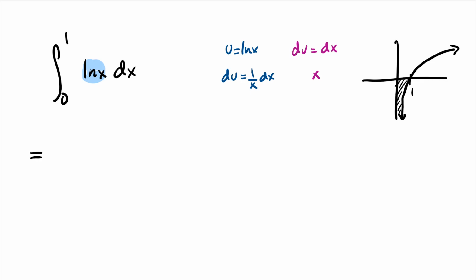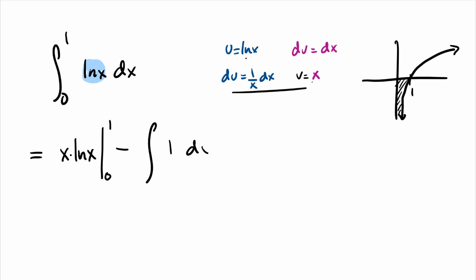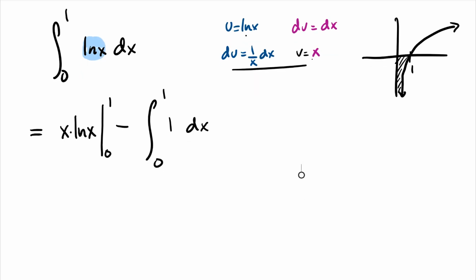So this is equal to u times v, so that's x ln x, evaluated from 0 to 1, minus the integral of v du. x times 1 over x, that's just 1 dx, and we're going from 0 to 1. So that last part, I don't think we have any issues. But we're not allowed to use the 0, right? Shoot, I probably should have started it off that way. But we're going this way.